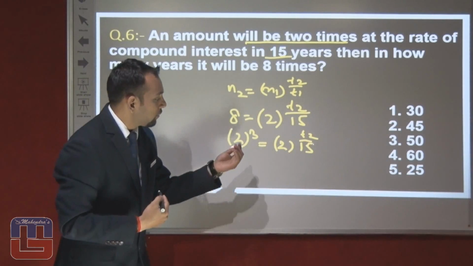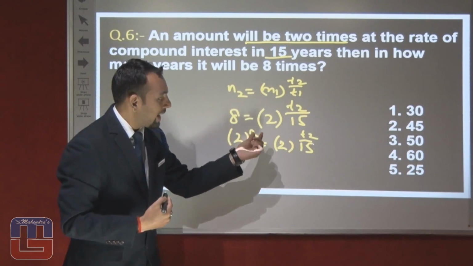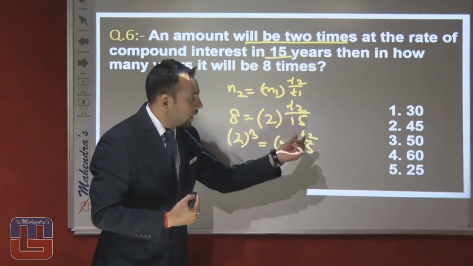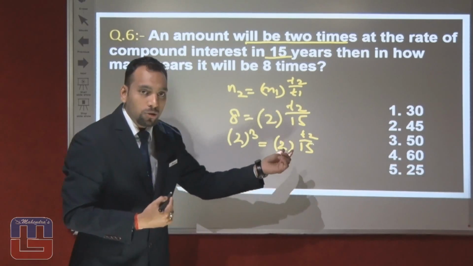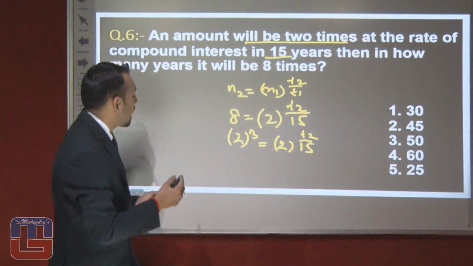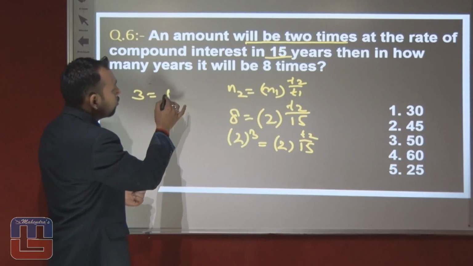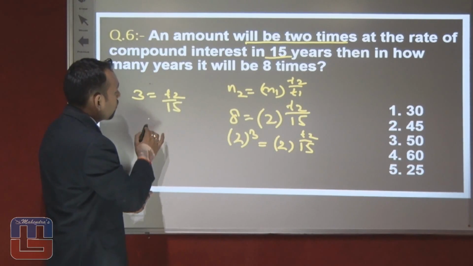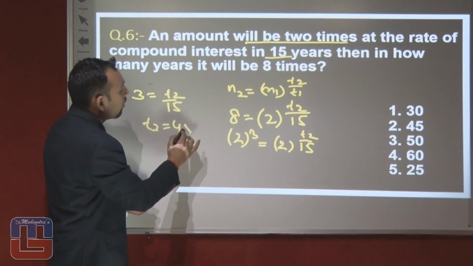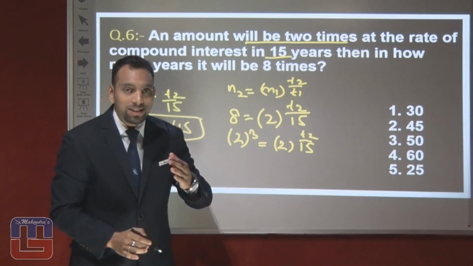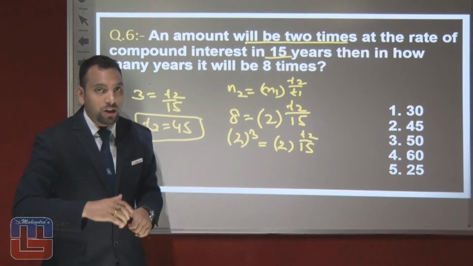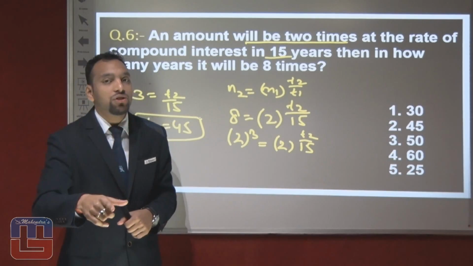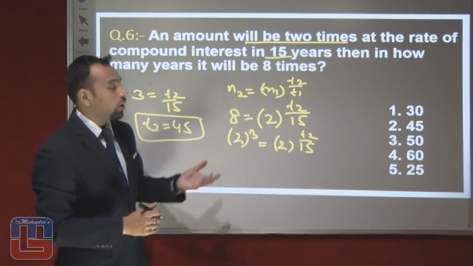Now see, if 2 to the power 3 and 2 to the power T2 by 15, so by the rule of equality we can say that this 3 will be equal to T2 by 15. So here we will get T2 equal to 45. So this is the trick for this type of question. If you see this type of question in your examination, go by this method or this trick.